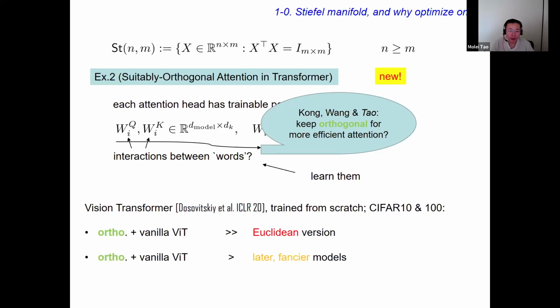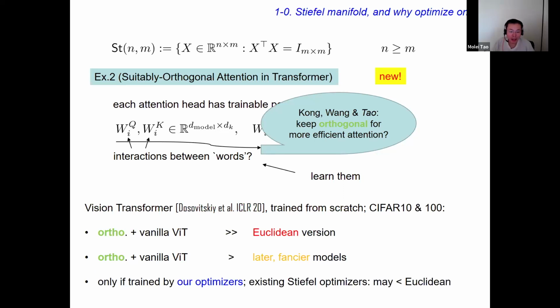Of course, the vision transformer is a very important idea, so there are a lot of later fancier models. A lot of those fancier models can actually be outperformed by our idea. We don't have to do anything fancy. We just change 2 lines of code, change the optimizer from Euclidean to Stiefel, and then we can get results much better than a lot of the improvements of the vanilla Vision Transformer.